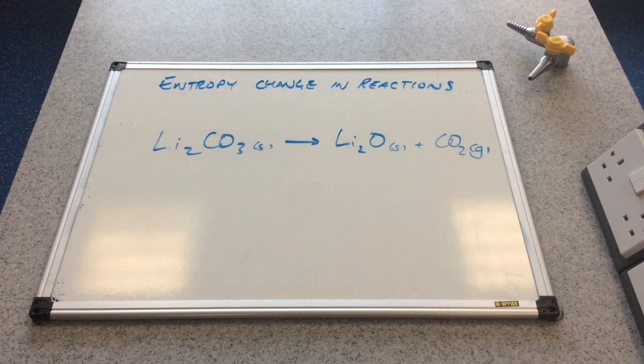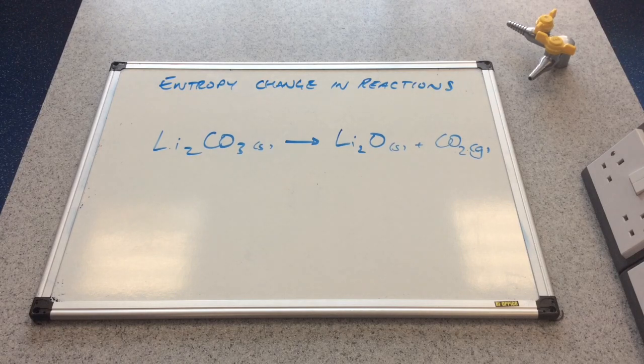So now we've looked at what entropy is and how entropy changes with temperature in a single substance like water. We're going to look at entropy change in chemical reactions now. So I've put on the board there a reaction that you may be familiar with. So this is the thermal decomposition of lithium carbonate. So if you heat lithium carbonate up, it will turn into lithium oxide and carbon dioxide.